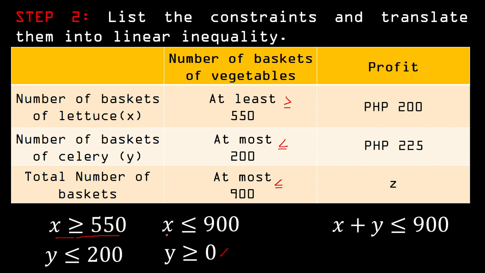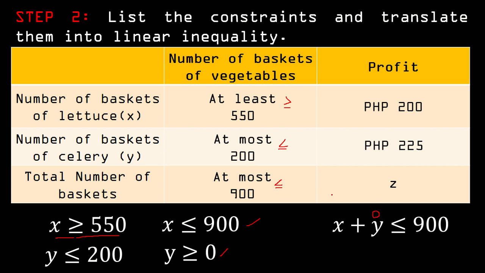So take note, again, since we know that x is greater than or equal to 550, we don't need x is greater than or equal to 0. So let's have its maximum value, which is x is less than or equal to 900. If we substitute y as 0 here, we have x plus 0 less than or equal to 900, or x is less than or equal to 900. So we have this as our constraint. We have now the constraint for the x and for the y.